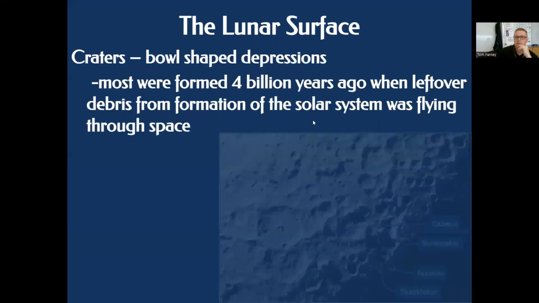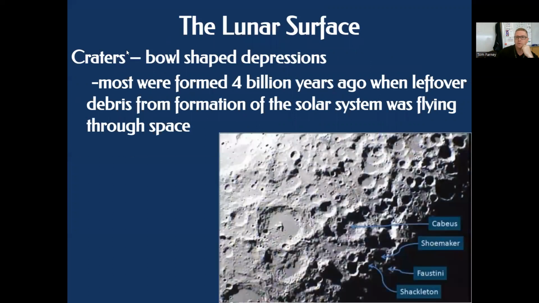All right. Other types of lunar features: we have craters, which are bowl-shaped depressions. Again, most formed 4 billion years ago when leftover debris from the formation of the solar system was flying through space. We know from the nebula theory that we learned about in the previous section that the last step was a whole bunch of remaining debris and rock material left over after protoplanets became planets.